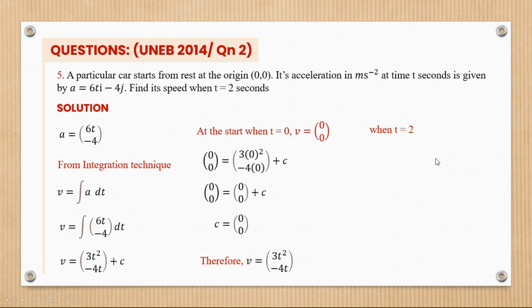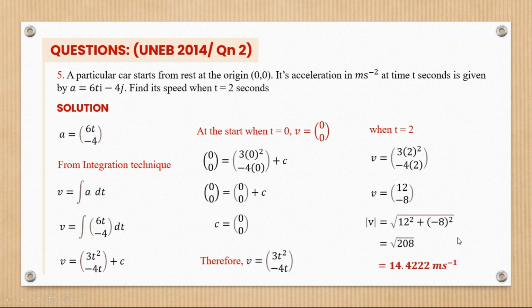Now when time t is 2, v is equal to 3 times 2 squared, which is 3 times 4, which is 12, and negative 4 times 2 is negative 8. So v is equal to (12, −8). Now I can find the speed. Remember, speed is the magnitude of velocity, so we have to find the magnitude. It is the square root of 12 squared plus negative 8 squared, which is root of 208, which is 14.422 meters per second. And that is the answer we're looking for.